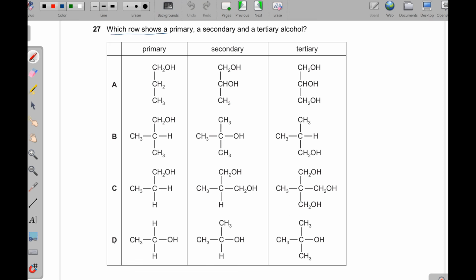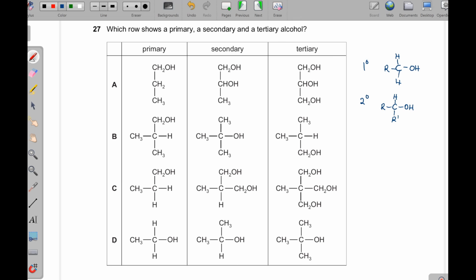Question 27. Which row shows a primary, secondary, and tertiary alcohol? A primary alcohol, you look at this carbon atom holding the OH, it must have 2 hydrogens. Okay, in fact, let me write it like this. Put the OH here. It must have 2 hydrogens and 1 alkyl group. A secondary alcohol must have 1 hydrogen, okay, and then 2 alkyl groups. They can be the same or different.